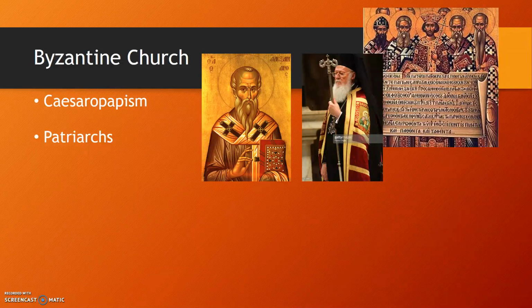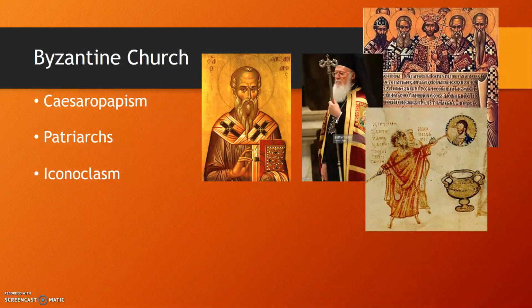An example of the conflict between emperor and church was over iconoclasm. Iconoclasm, yeah. Literally, it translates to the breaking of icons. Here you have an early mosaic of guys smashing pictures of Jesus. This Emperor Leo III implemented this policy.